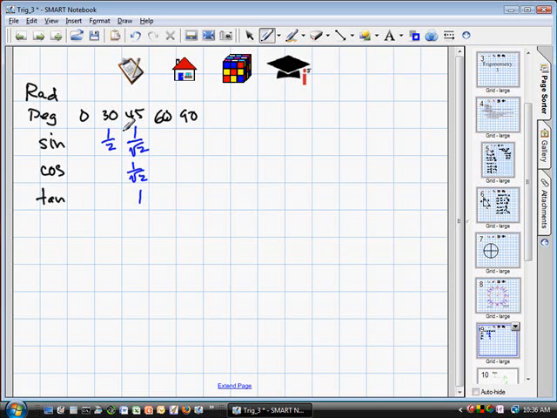And the sine of 60 is the square root of 3 over 2. The cosine of 30 is the square root of 3 over 2. The tangent of 30 is 1 over the square root of 3. And the tangent of 60 is the square root of 3. Check those. Those look correct based on what we just did.